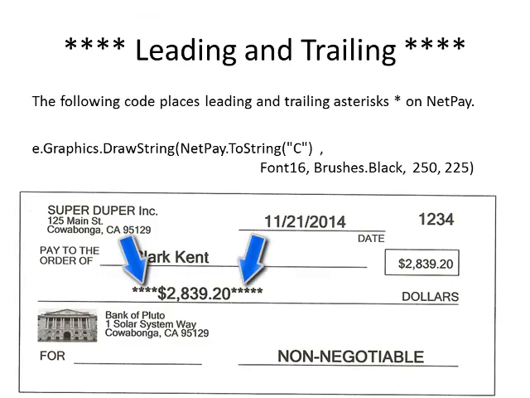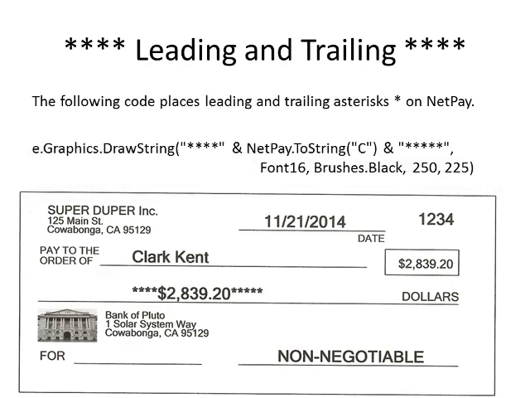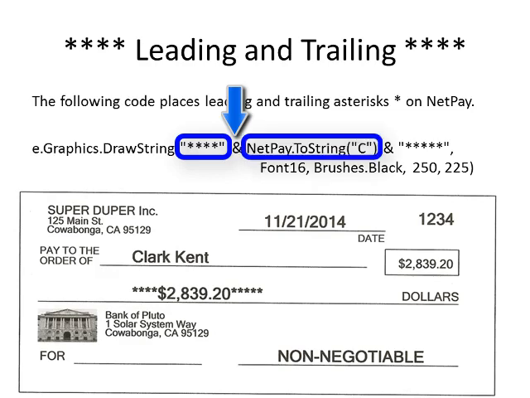Several asterisks are shown before and after the dollar amount on the paycheck. The DrawString function right here only displays the amount of the net pay. How can we update the code to display the leading and trailing asterisks? The easiest way is to use the ampersand concatenate operator when drawing the string in 3 parts. First, put as many asterisks as you want. Use the ampersand operator to keep building a longer string that includes net pay, and then use the ampersand again to add more asterisks onto the string.